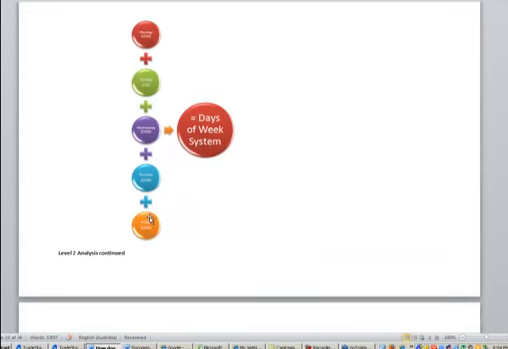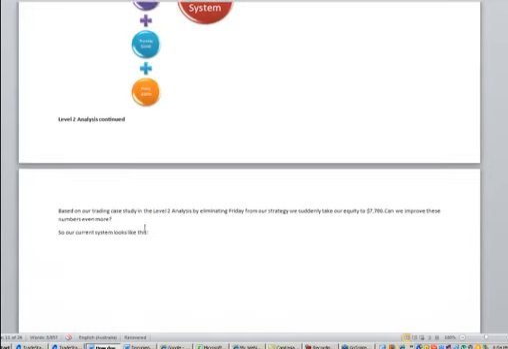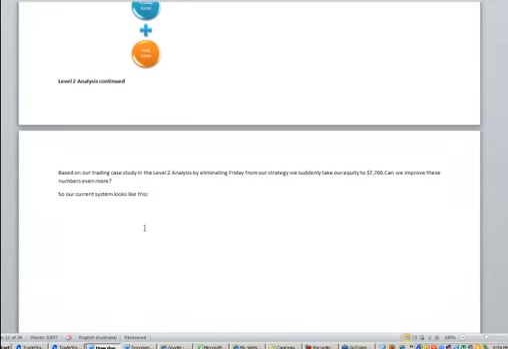So we could potentially turn Friday off as a trading day because it's not performing well. Based on our case study level 2 analysis, eliminating Friday from our strategy, we suddenly take our equity to 7,700.